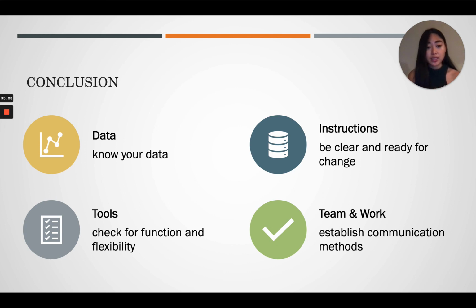And then finally, team and work: establish that communication method. Establish those communication methods because it's going to help you not get stuck in the data improvement rework phase, but also expand upon your guidelines and really learn from your data and create something that can make a meaningful impact in your algorithm.